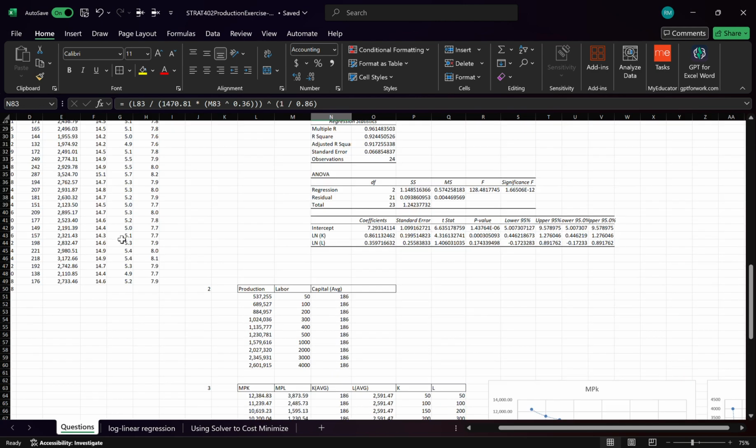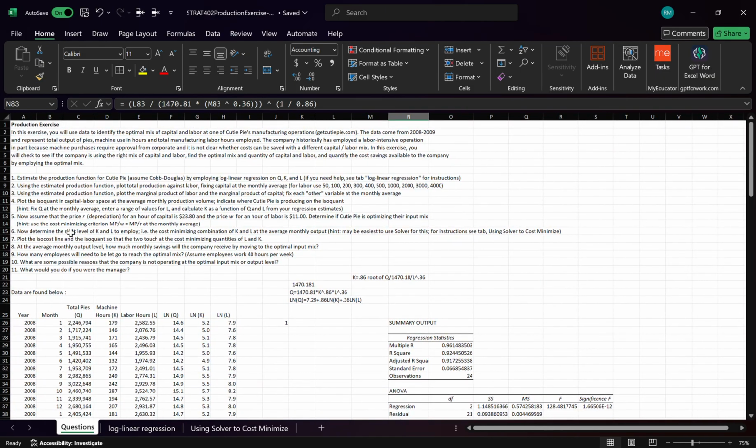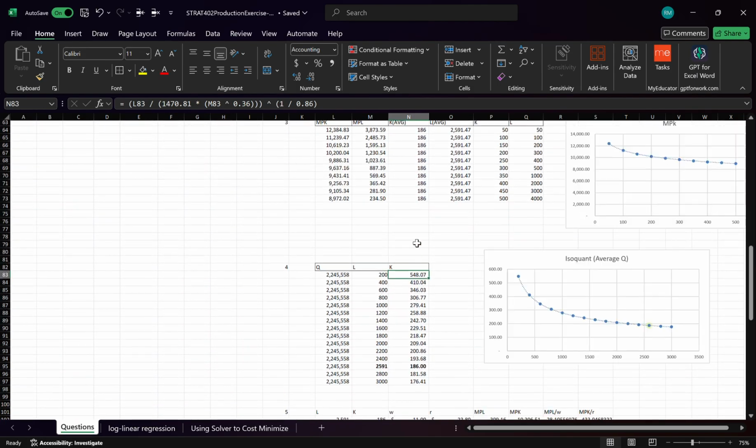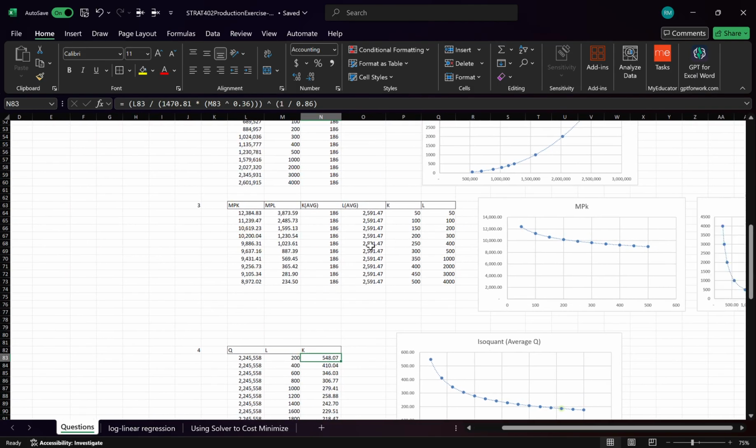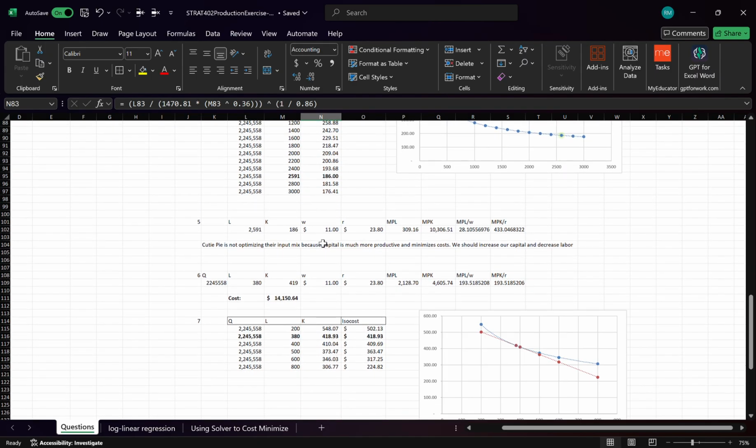Number 5. Assume that prices are given, and determine if QT is optimizing their input mix. So we did number 5 right here. And what we found out is that they're not, because there are some numbers that are supposed to equal each other, like this right here, and they're not equaling each other at all. We can see that capital is way better. So QT is not optimizing the input mix because capital is much more productive and minimizes costs. We should increase our capital and decrease labor.